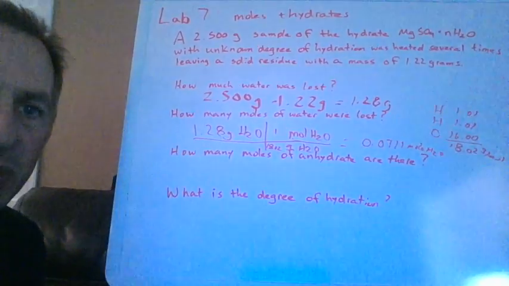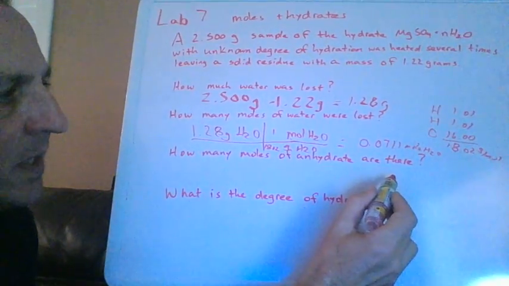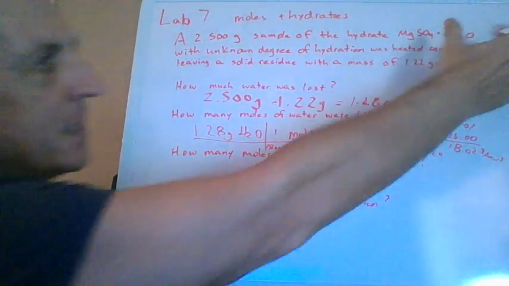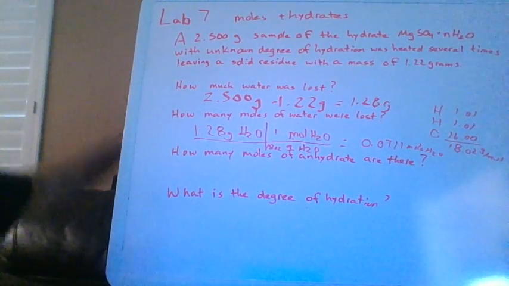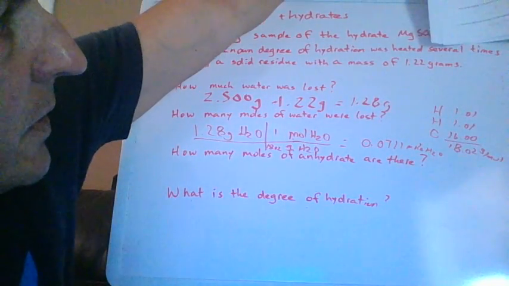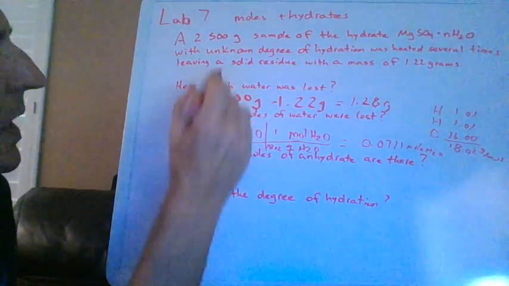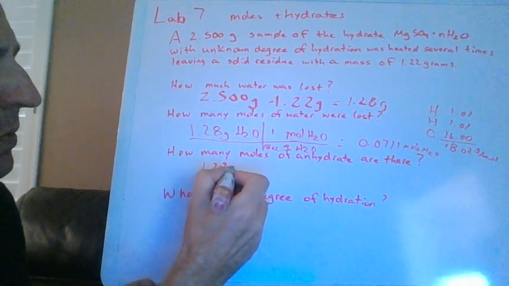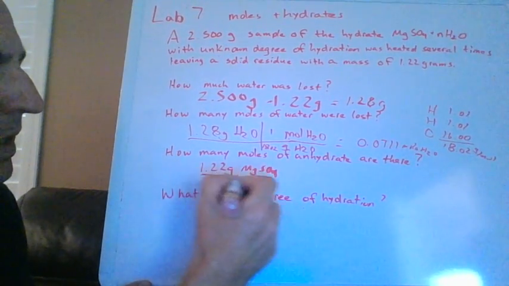All right, so we know how many moles of water were driven off. Now it says how many moles of anhydride are there. The residue left is the anhydride. It's this magnesium sulfate without the H2O. So it would be this part of that compound, just MgSO4. We have 1.22 grams of MgSO4 left.